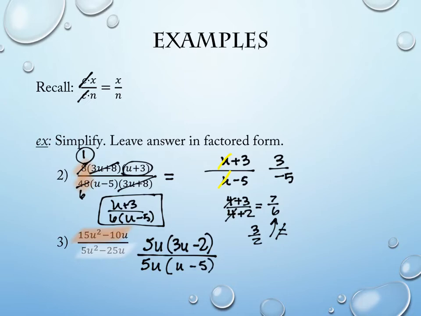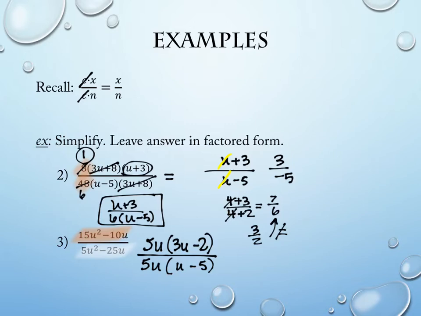At this point, what I've got written here is in the same form that the previous one, number 2, started out as. I look on the top and I look on the bottom and I look for factors. Factors mean things that they completely have in common. 5 is a factor, u is a factor, 3u minus 2 is a factor. 5 is a factor, u is a factor, u minus 5 is a factor. Notice, negative 5 is not a factor. Negative 2 is not a factor, right? They're not multiplied by whatever else is there. They're added or subtracted, so they're not factors.